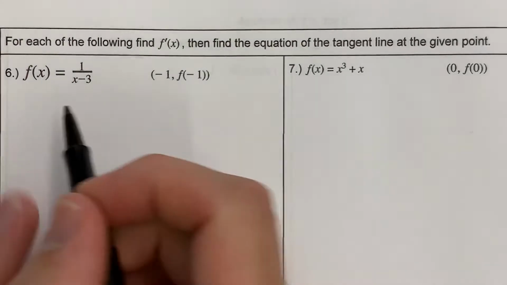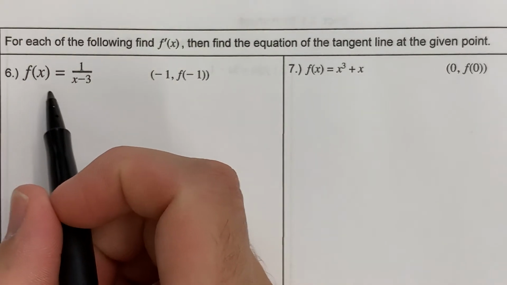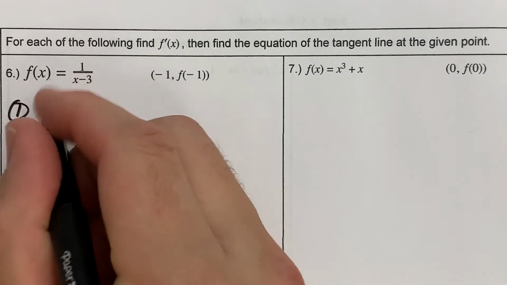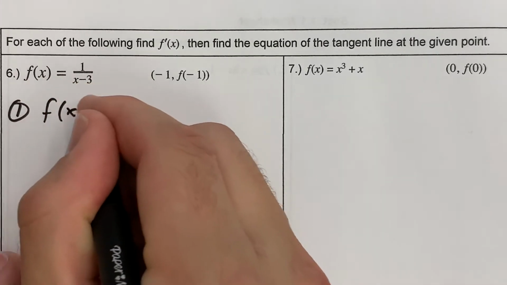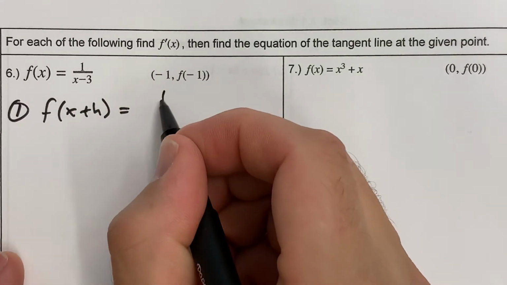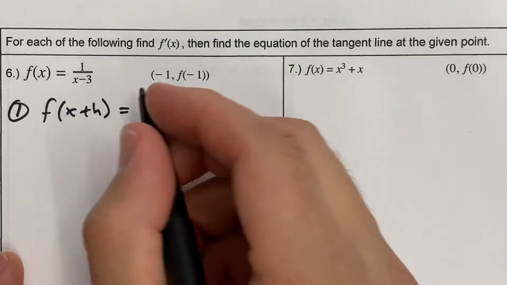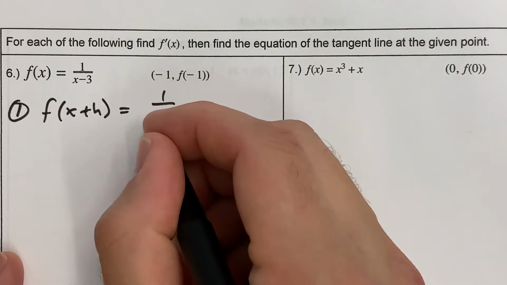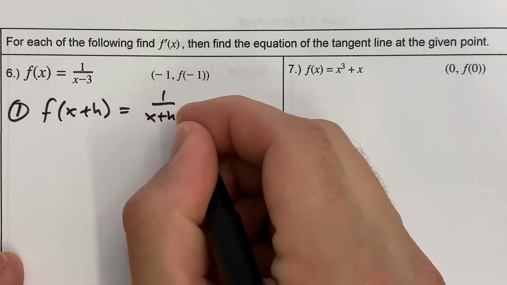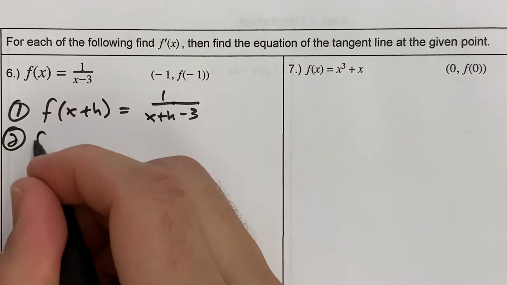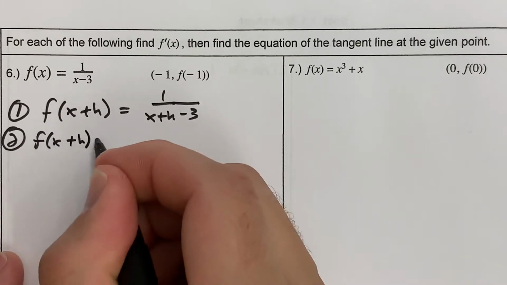So all right, we're gonna do step 1. Step 1 is this: find f of x plus h. I think that's what it is. So that is going to be 1 divided by, I'm going to run out of space. This is not going to be good. 1 divided by x plus h minus 3. Is that right? Yes. Okay. Step 2. Find f of x plus h minus f of x.